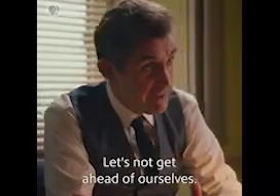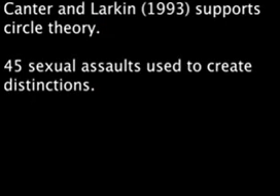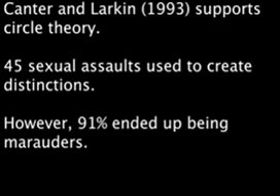For extra points, we refer to marauders and commuters. Marauders stay within their home area, whereas commuters travel outside to commit crimes. Circle theory can be applied regardless. Or can it? Cantor and Larkin shows support. 45 sexual assaults were used to distinguish between marauder and commuter. However, 91% of the offenders were marauders.